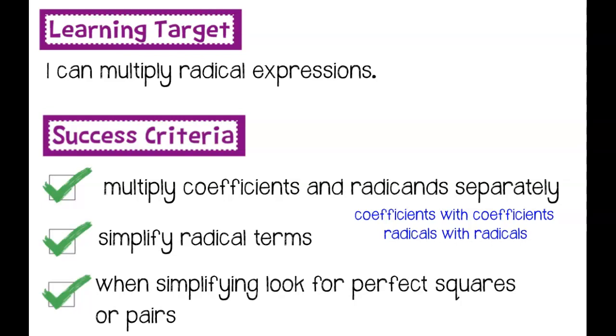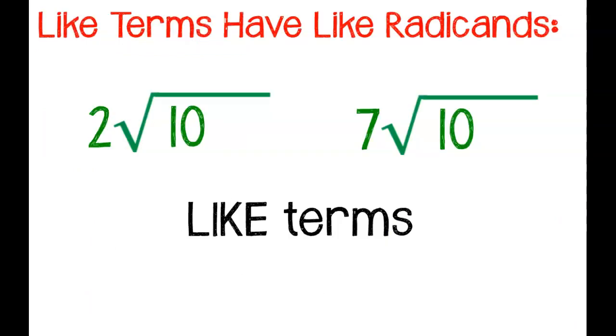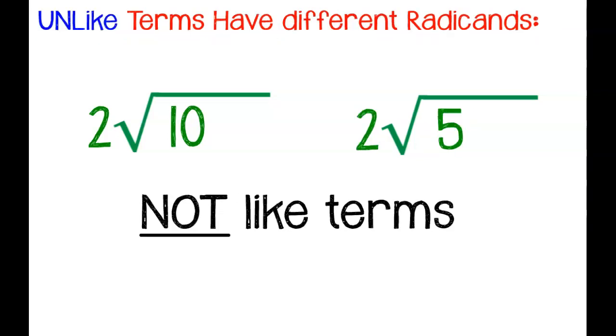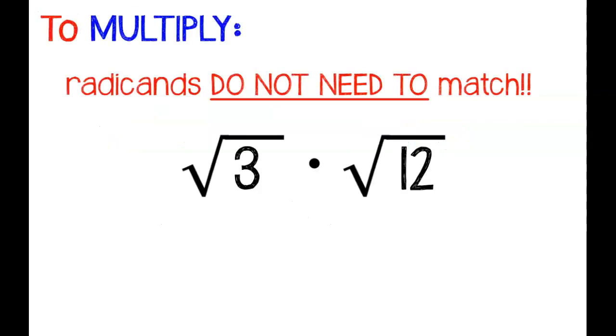So pairs would be two factors that match, that are exactly the same, that are multiplied together, like 3 times 3. So that would be a square number, 3 squared, but it's written out as two separate factors, so a pair. You recall when we were adding and subtracting that we talked a lot about like terms and unlike terms. The good news is when you multiply, it doesn't matter. The radicands do not need to match. They do not need to be alike. You can just go ahead and multiply.